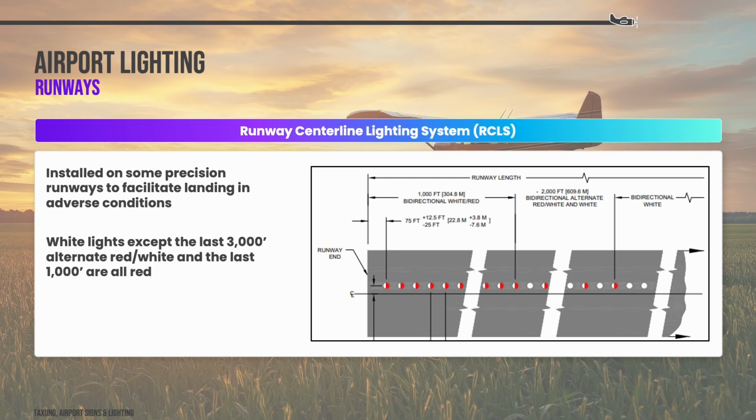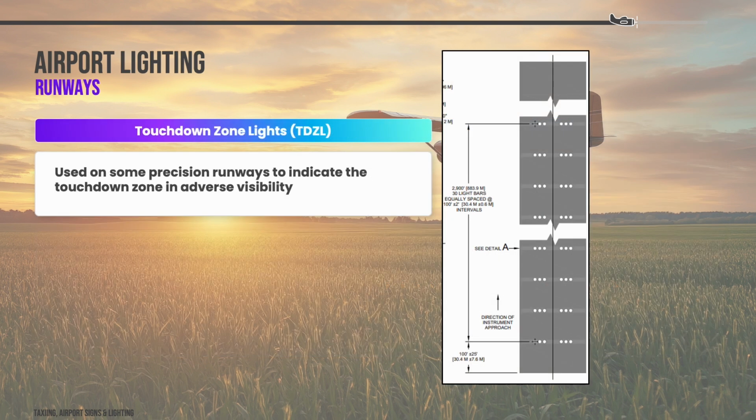All right, runway centerline lighting system, the RCLS, it's installed on some precision runways to facilitate landing in adverse conditions. They're white lights, except the last 3,000 feet, they alternate red and white, and the last 1,000 feet are all red. So touchdown zone lights are used on some precision runways to indicate the touchdown zone, and again, it's designed for adverse visibility.